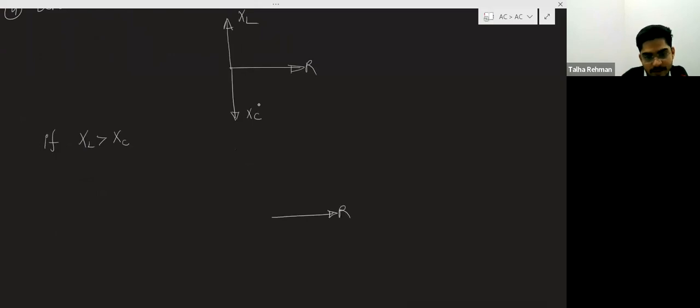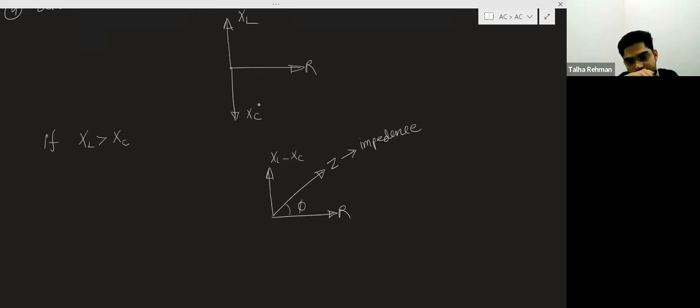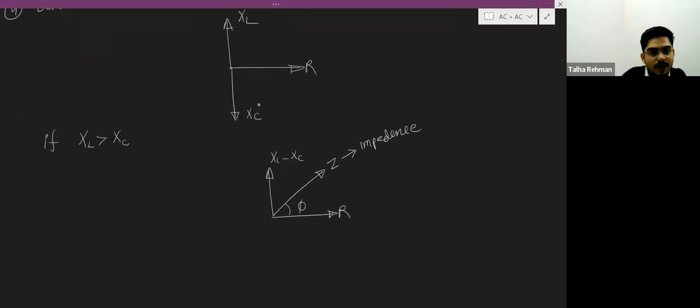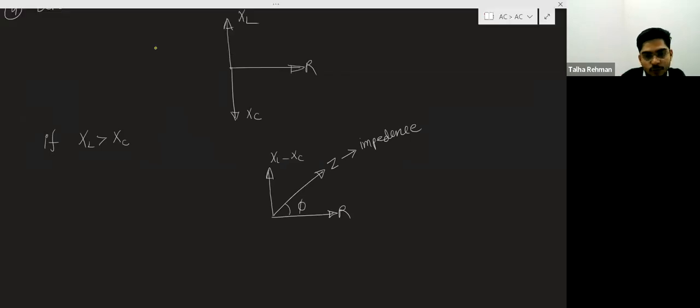This is R, this is XL minus XC, and the resultant of both will be the impedance Z. Z will be the impedance of the LCR circuit, and this angle is phi. Now in this case, how will you calculate phi?